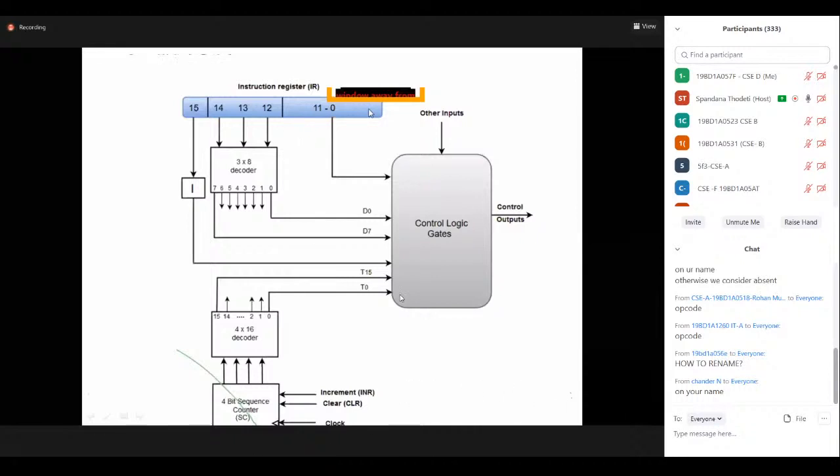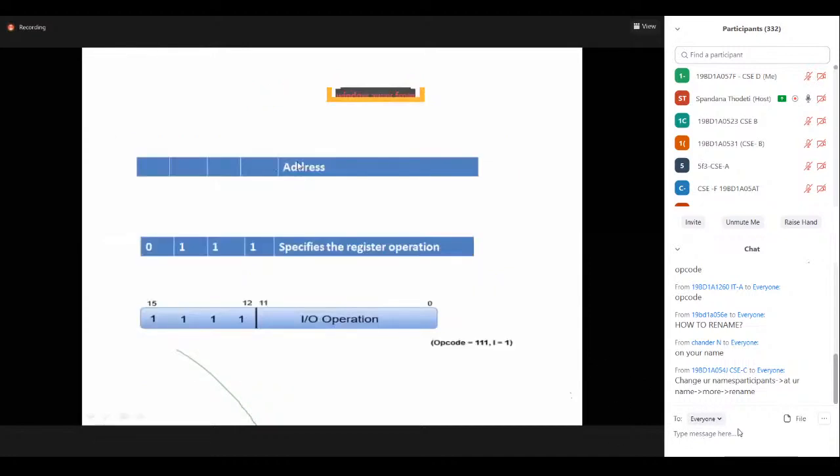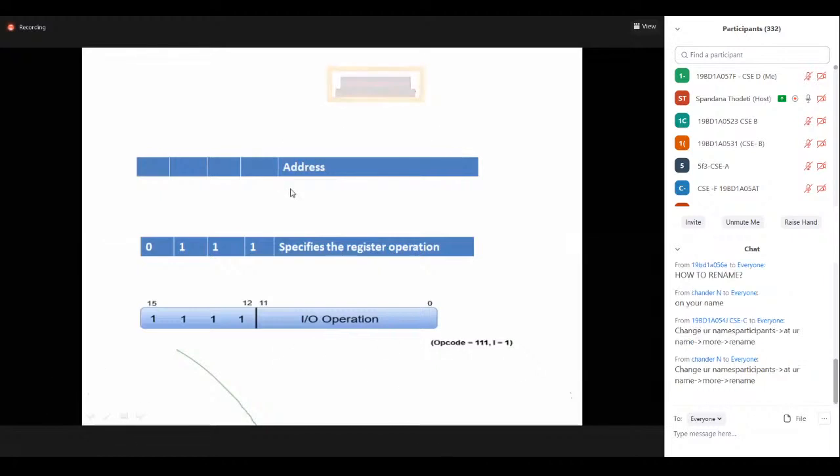Why? Because this is your address part, right? When I explained the format of instruction register, I told you 0 to 11 bits are given for address, 12 to 14 bits are given for opcode, and the 15th bit is the I bit, which represents direct or indirect address. So 0 to 11 bits are stored in the address register, and the 15th bit of your instruction register is your I bit. Now these 0 to 11 bits, if your instruction is a memory reference instruction, then what do the 0 to 11 bits specify? The address. 0 to 11 bits specify the address.